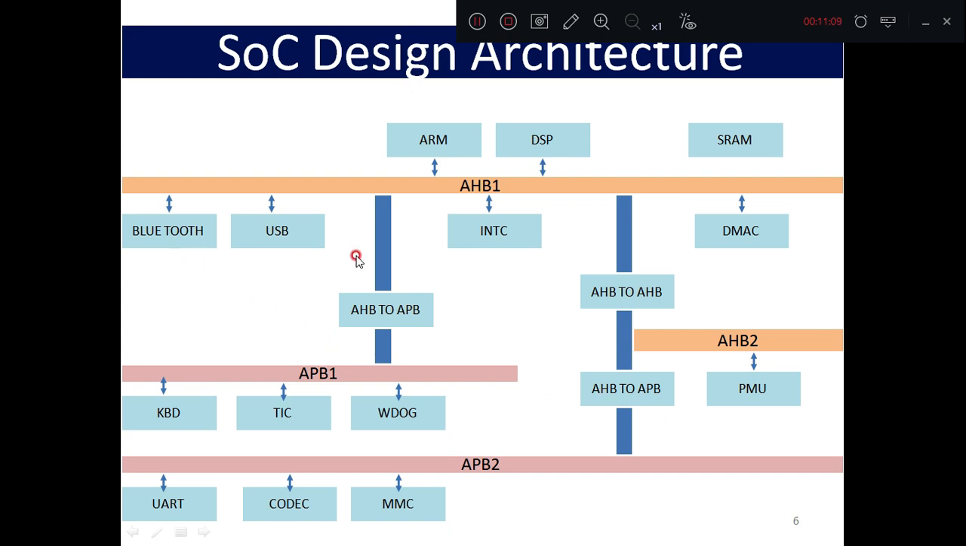So again, there are different devices, different blocks connected over here. Depending upon the speed of operation of that particular circuit, they are connected to the particular interconnect, and these are the bridges which connect two levels of the interconnects. It is just a brief idea of what the SoC design architecture is.